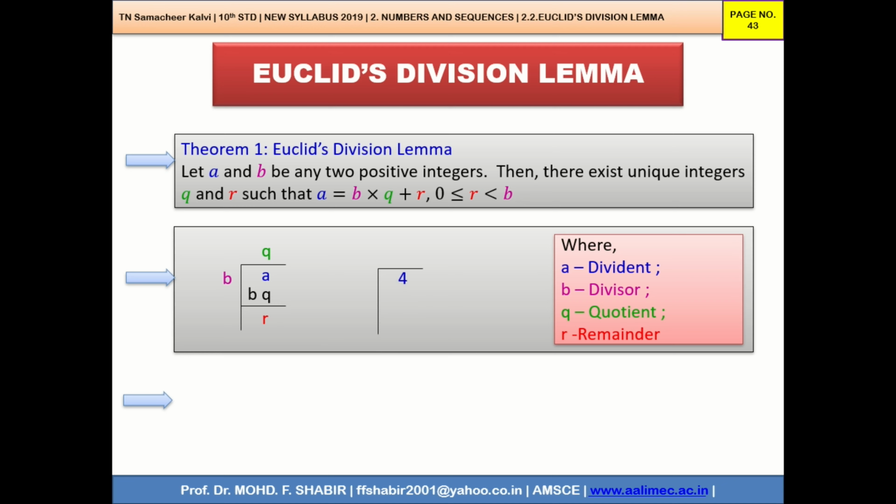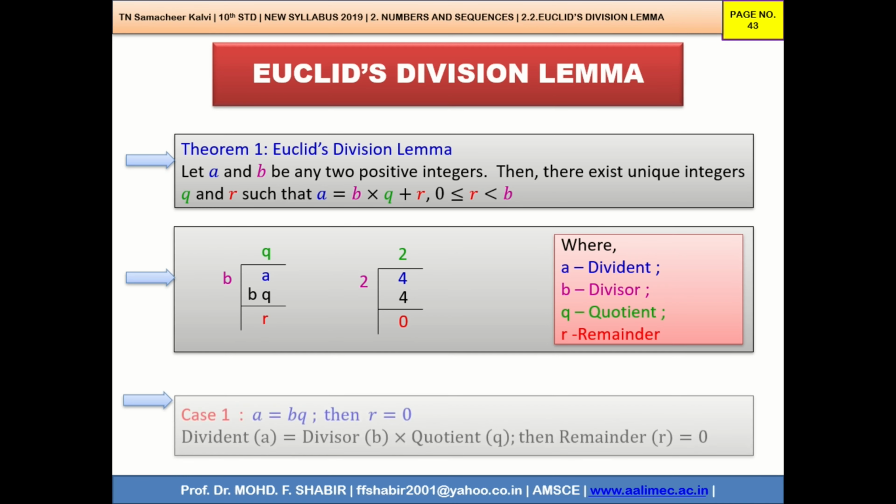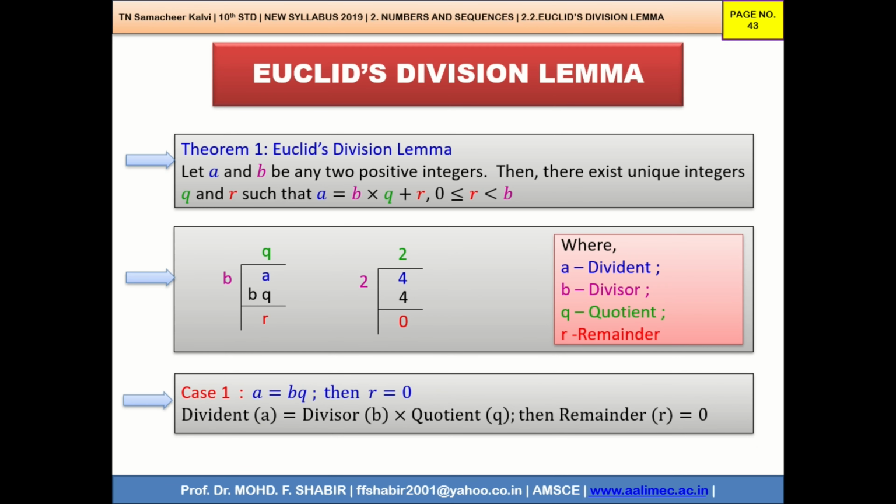I have taken a equal to 4 here, b equal to 2. So 2 2's are 4. Therefore quotient is 2, product of divisor and quotient is 4. The remainder now is equal to 0. You can see here, if a equal to bq, that is 4 is equal to 4, remainder equal to 0. Therefore case 1, a equal to bq, then remainder equal to 0. Dividend a equal to divisor b into quotient q, then remainder r is equal to 0.